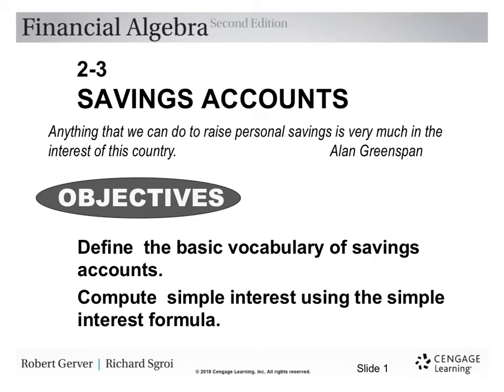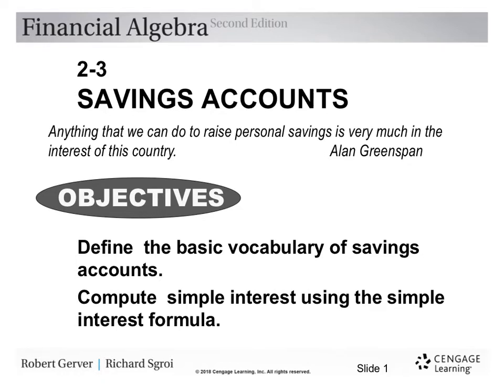This is section 2-3, and the title of it is Savings Accounts. And our quote is, "Anything that we can do to raise personal savings is very much in the interest of this country." And this was Alan Greenspan, a noted economist, and for a while he was head of the Federal Reserve, and so he pretty much knows what he's talking about.